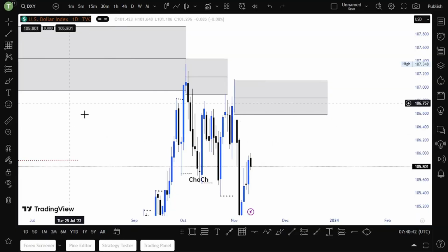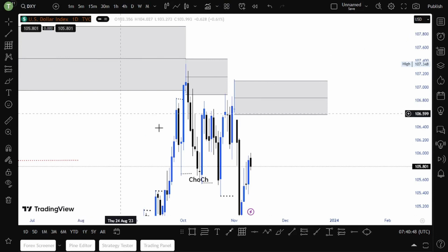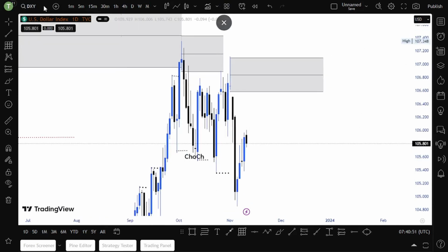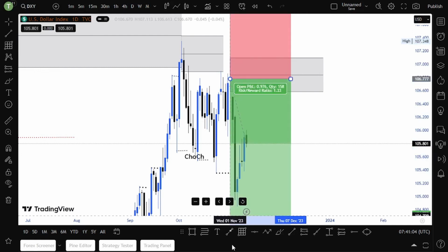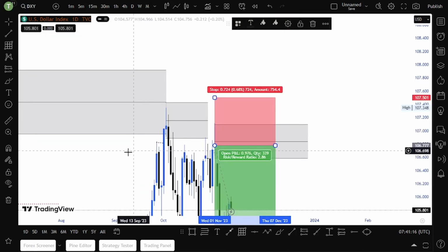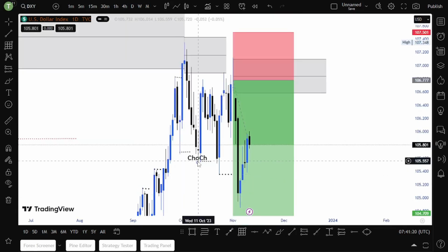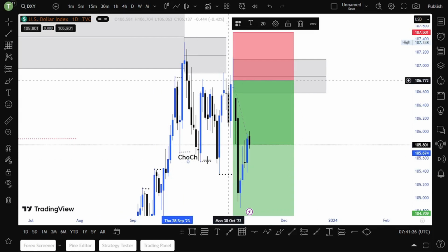Okay, as usual, we start with the DXY. As you can see here, I'm on the DXY. We already tapped into this supply zone, then we tapped into our second supply zone. That is where we entered, that is where we sold the DXY. As you can see now, we have a change of character. So this is the change of character that we had. So we pull back. Now this is the pullback, and that is where we sold.